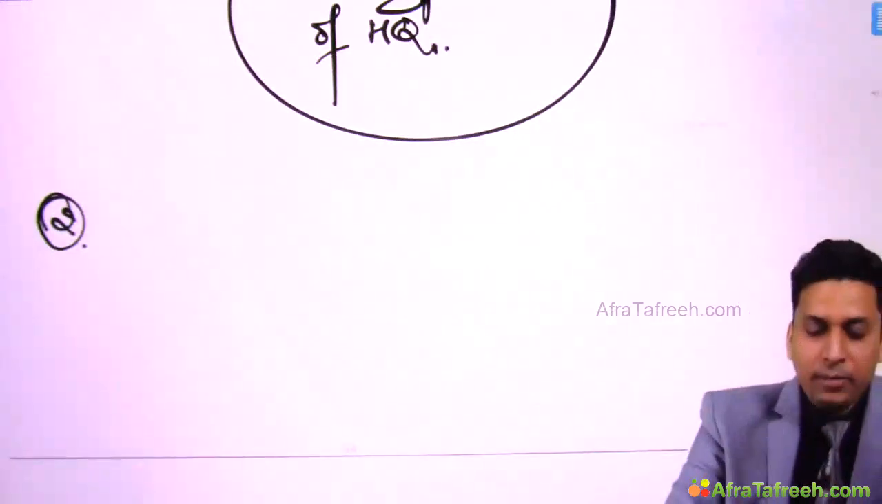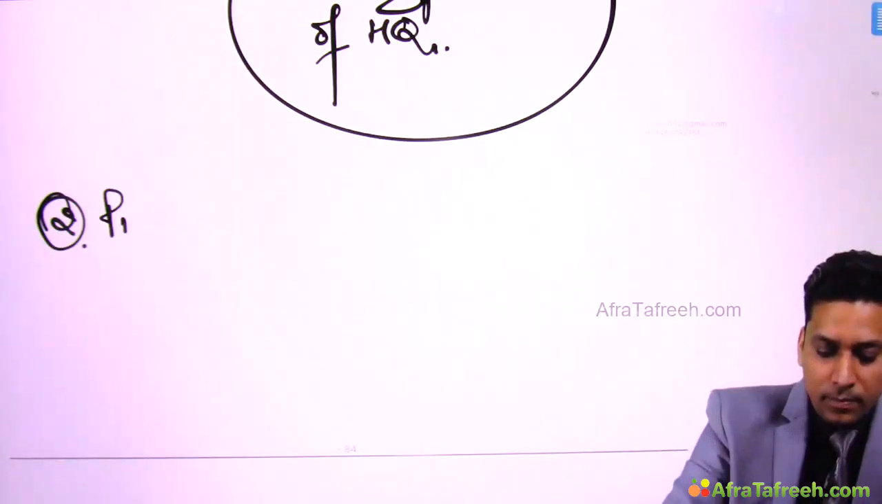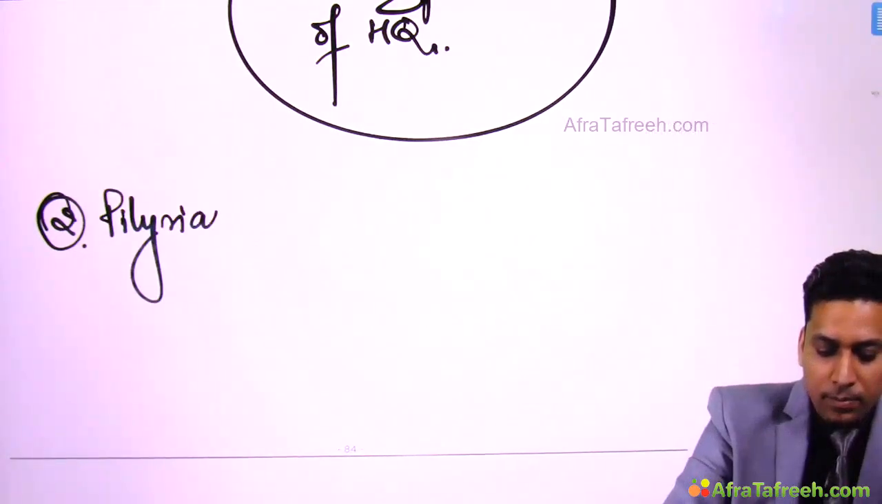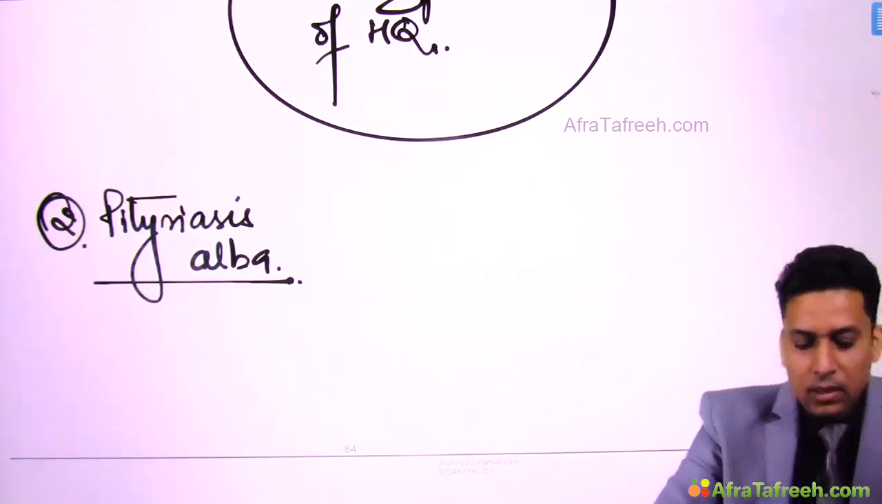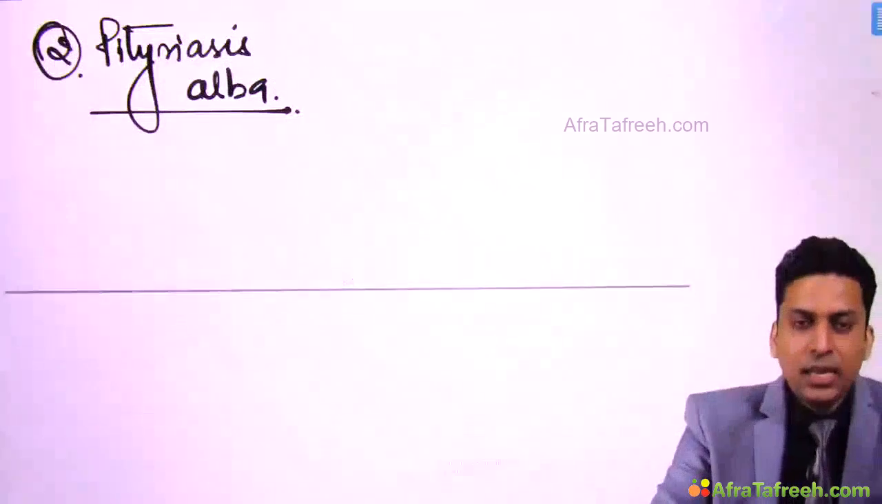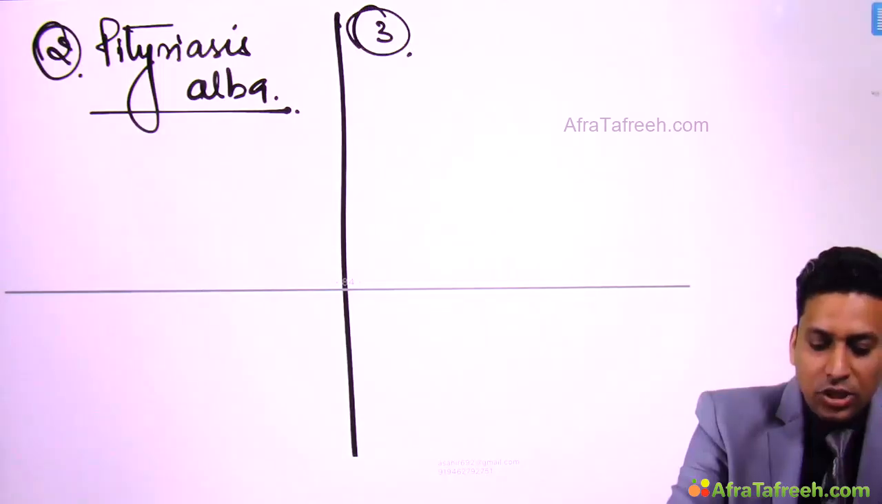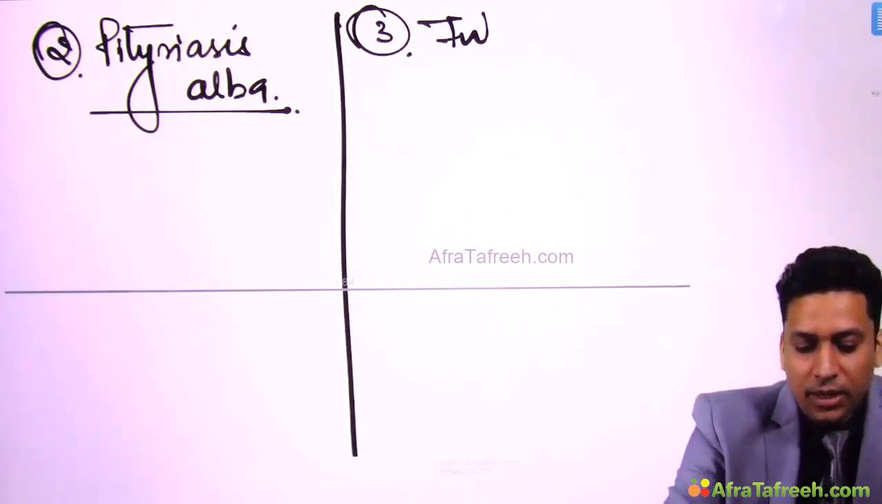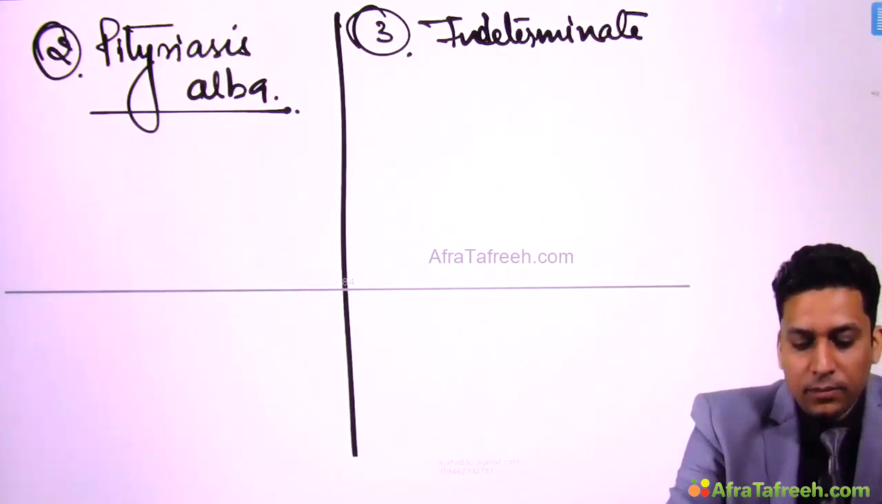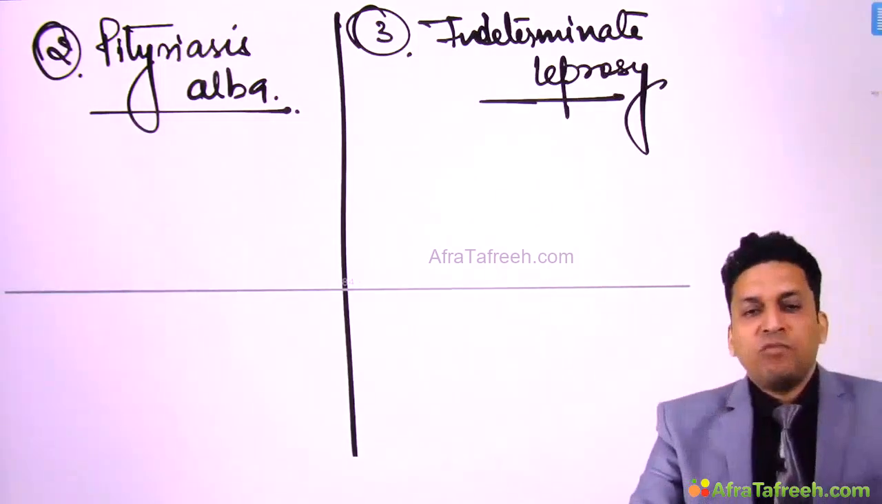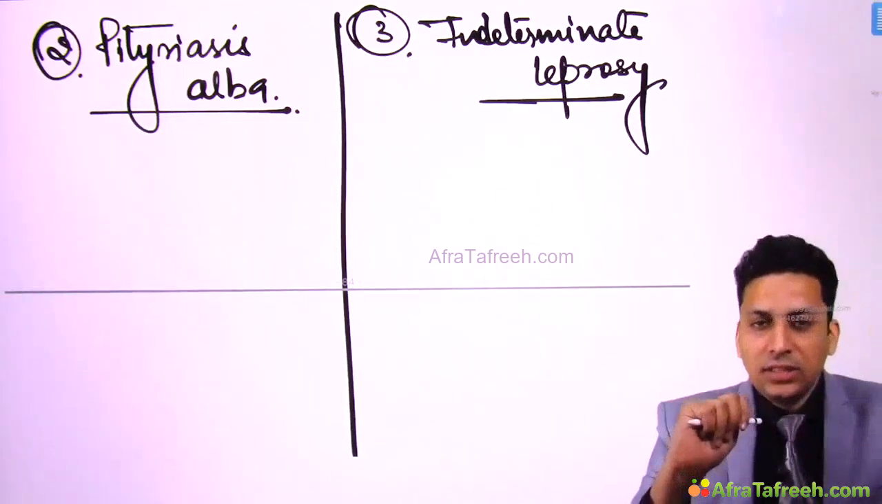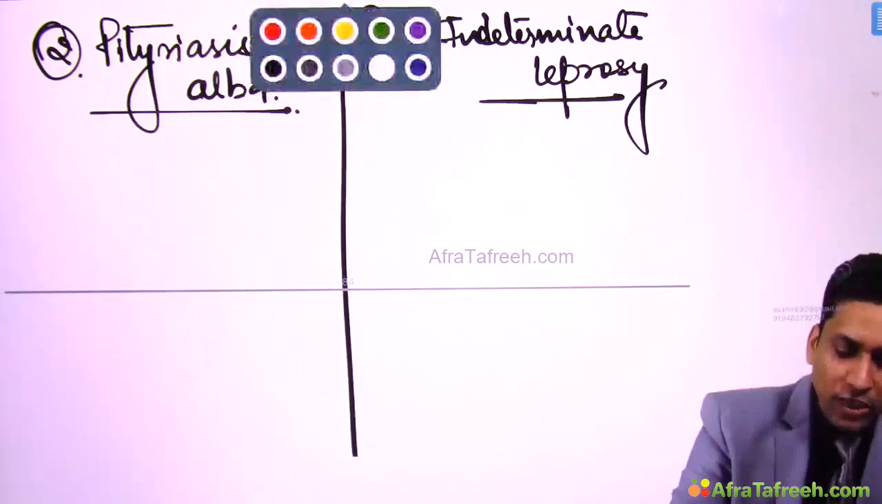Now another hypopigmented condition is pityriasis alba. Whenever you read about pityriasis alba, there is one more differentiating condition that comes to your mind, and that is indeterminate leprosy. Why are these two differential diagnoses for each other? The reason is that both have a few things in common.